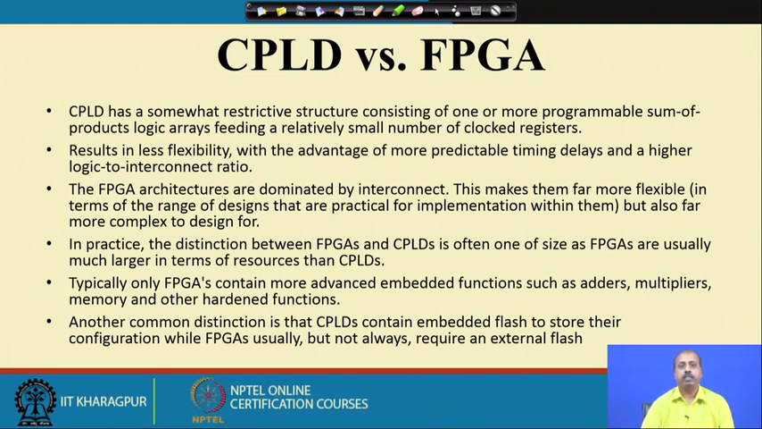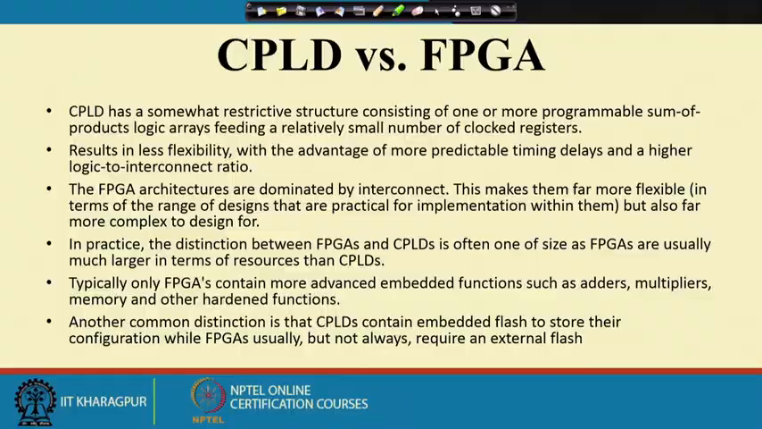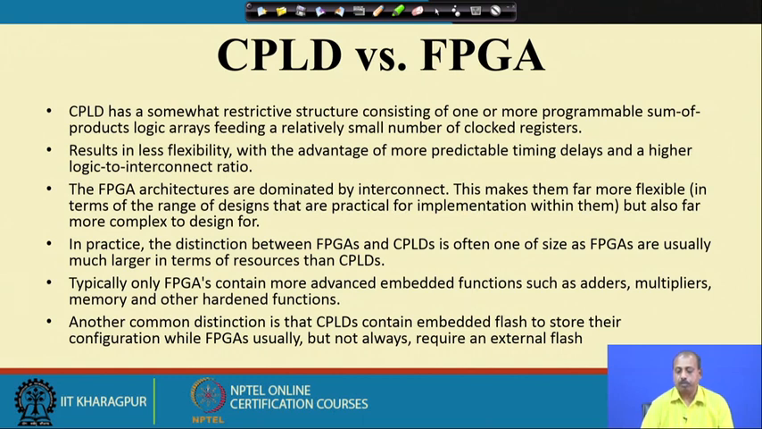So, normally nobody does an FPGA based design manually. Normally CAD tools are used for doing the design. In practice, the distinction between FPGAs and CPLDs is often one of size, as FPGAs are usually much higher in terms of resources than CPLDs. So, the total amount of logic elements and the total amount of interconnects that we have in an FPGA are much more compared to CPLDs. So, these FPGAs are going to be much larger than CPLDs.